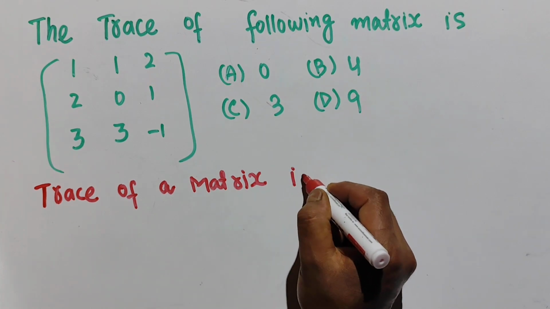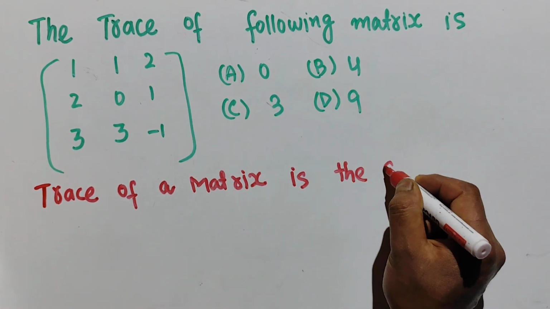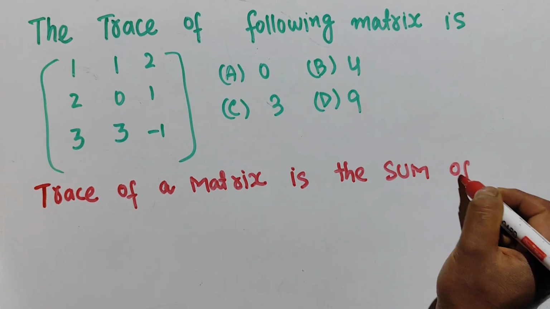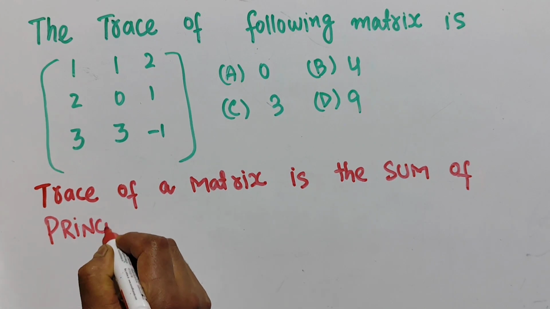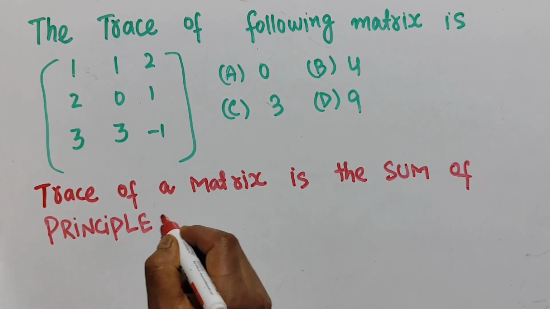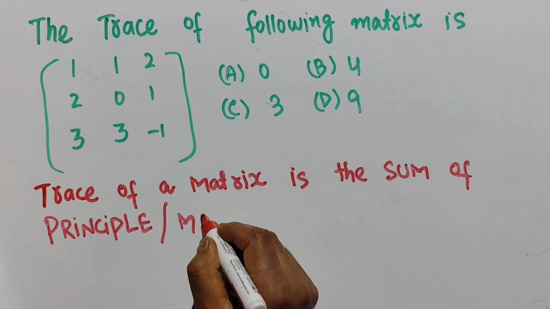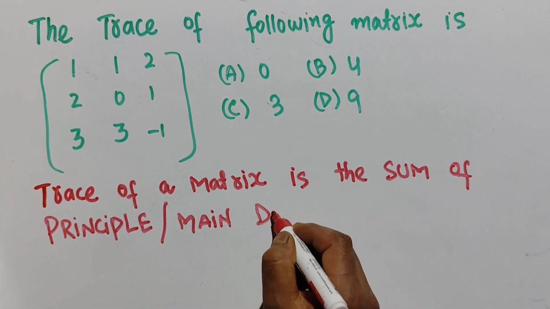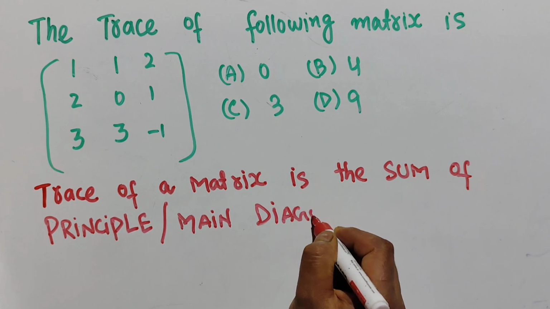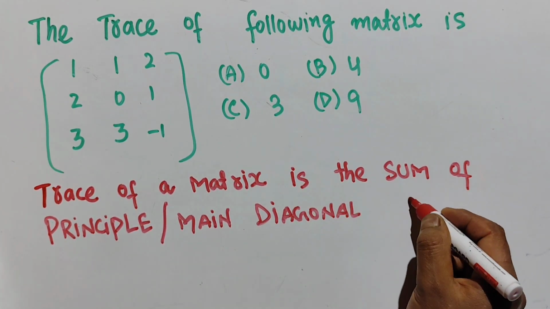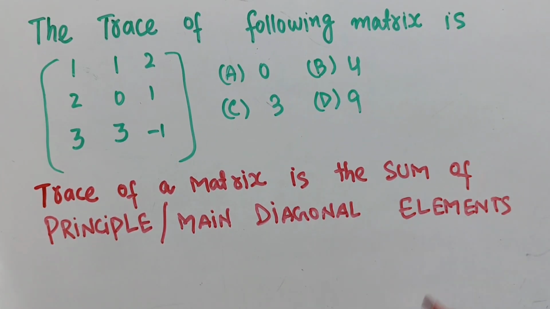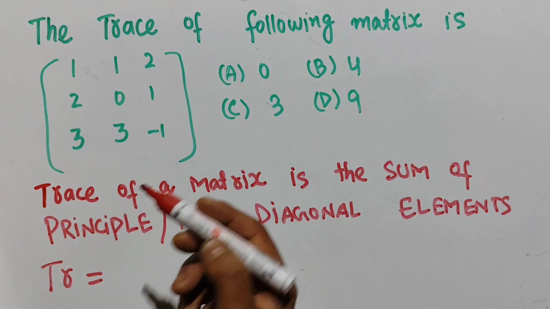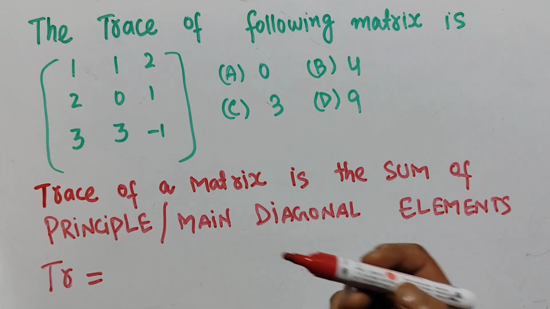is actually the sum of what we call principal or main diagonal elements. That is, given this matrix, its trace will be equal to, so we add the elements on the principal diagonal.